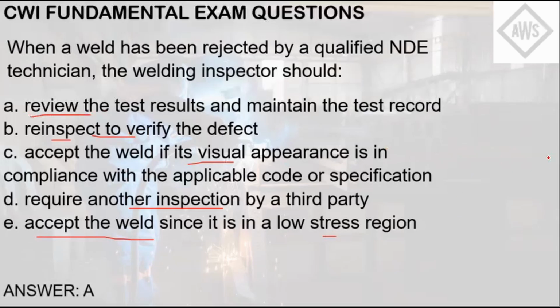So this goes back to the responsibility of the welding inspector to review the test results done by the NDT technician and maintain the test records. So if there are any disputes or, for example, any code violation or whatnot that has been reviewed by the welding inspector, then he should take it up with the NDT technician. But if it is all good, because it is not stated in the question that there are any discrepancies, the best answer here is letter A.